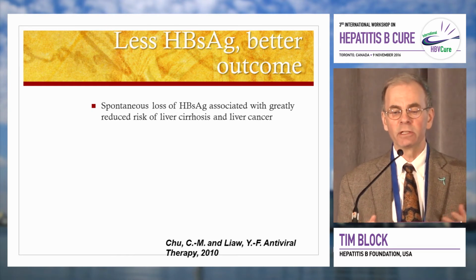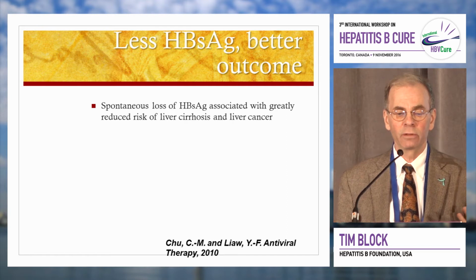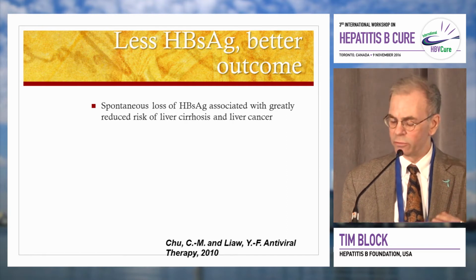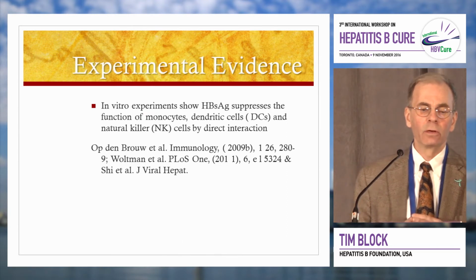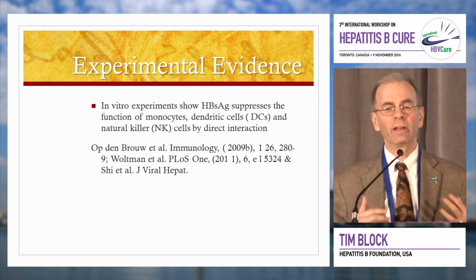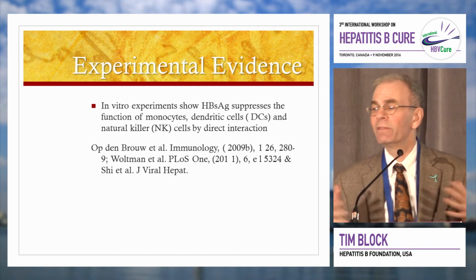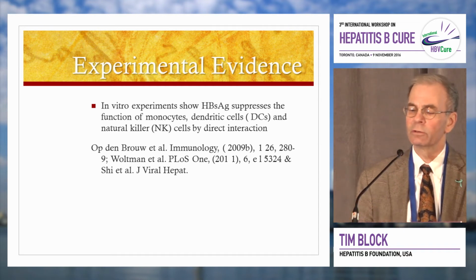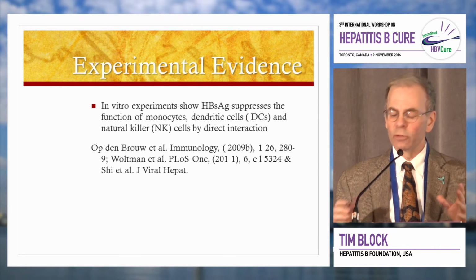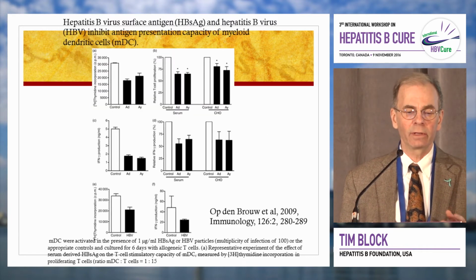Spontaneous loss of HBsAg is associated with greatly reduced risk of liver cirrhosis and liver cancer, just to drive that point home. So what's the direct experimental evidence that SAG really plays a role in some kind of extra-virological, let's say, immunosuppressive event? That's a little more dicey, but there is a growing body of evidence.